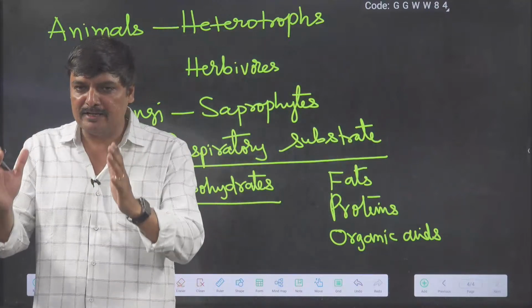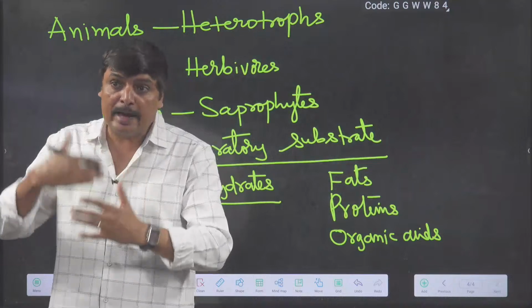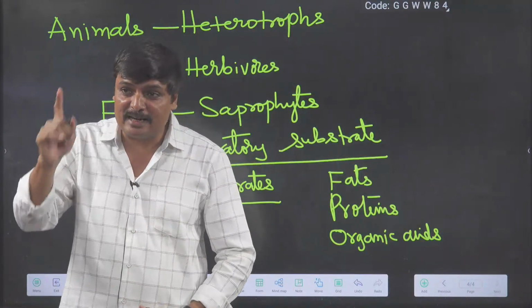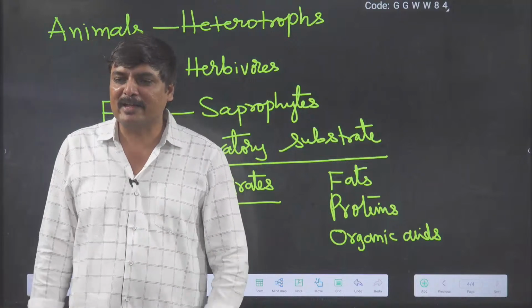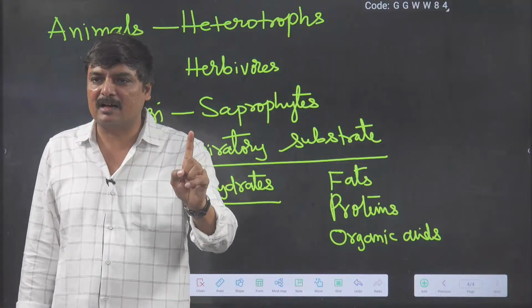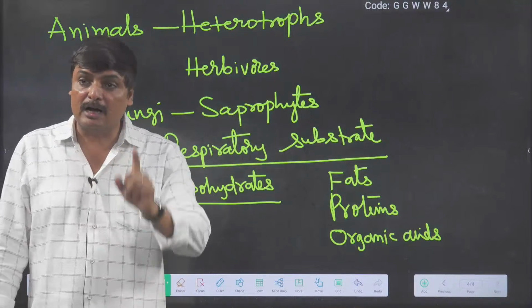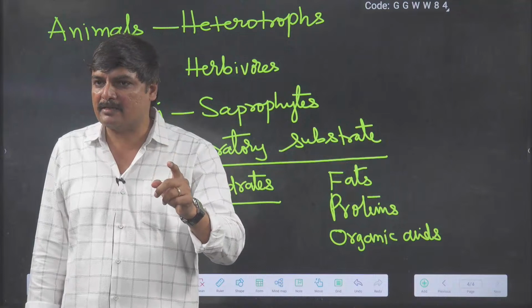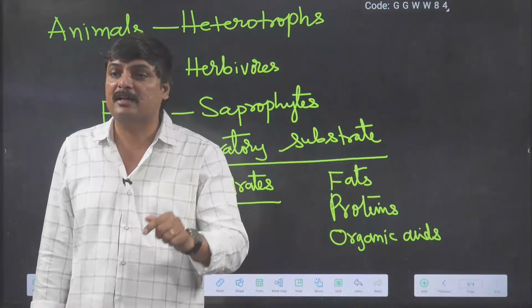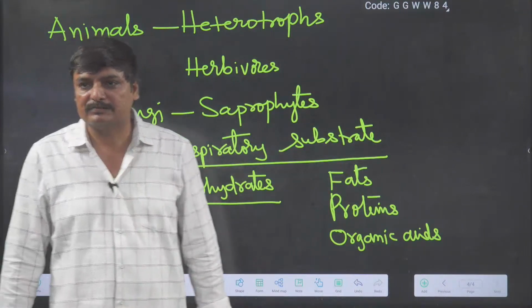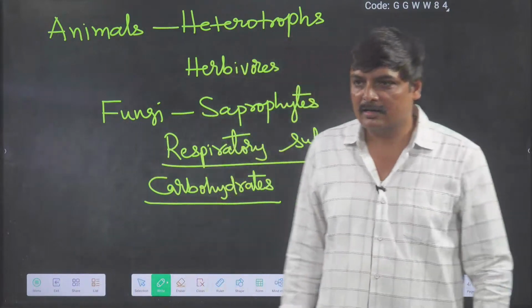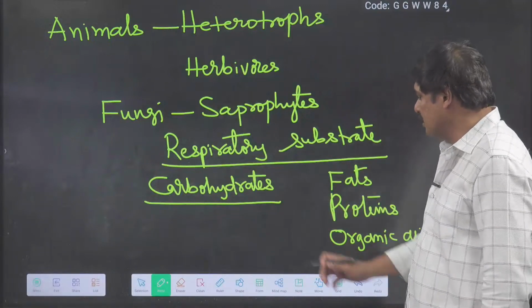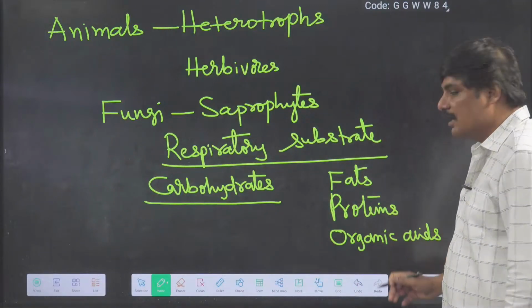That means the common respiratory substrates are carbohydrates. However, fats, proteins and organic acids also act as respiratory substrates under certain conditions. Clear? So the respiratory substrates are of four types: carbohydrates, fats, proteins, and organic acids.